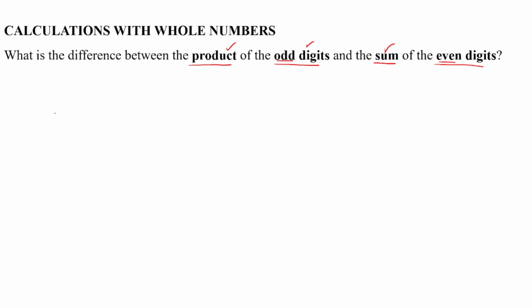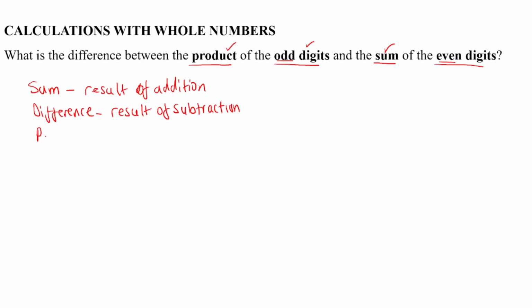Okay? Right? Remember that the sum, what is this? This is the result of addition. When you add, you get the sum. And then we have the difference. What is the difference? The result of subtraction. And then we have the product. Product is the result of multiplication. And then the last one is the quotient. This is the result of division.